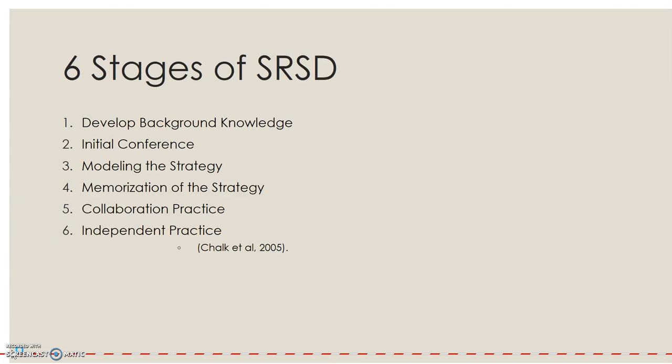And finally, stage number 6, independent practice. Having students complete the writing independently. Provide the visuals that the students have made in step 4. We also want to give the students positive praise and feedback in this strategy.